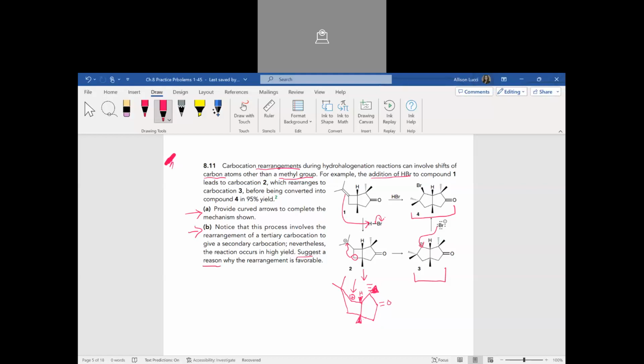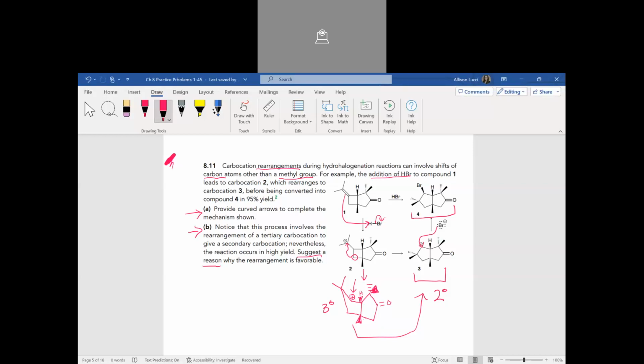In part B, they ask us to suggest a reason, to rationalize why a tertiary carbocation may rearrange to form a secondary carbocation, since we know that tertiary is usually the preferred form, the more stable carbocation over a secondary.